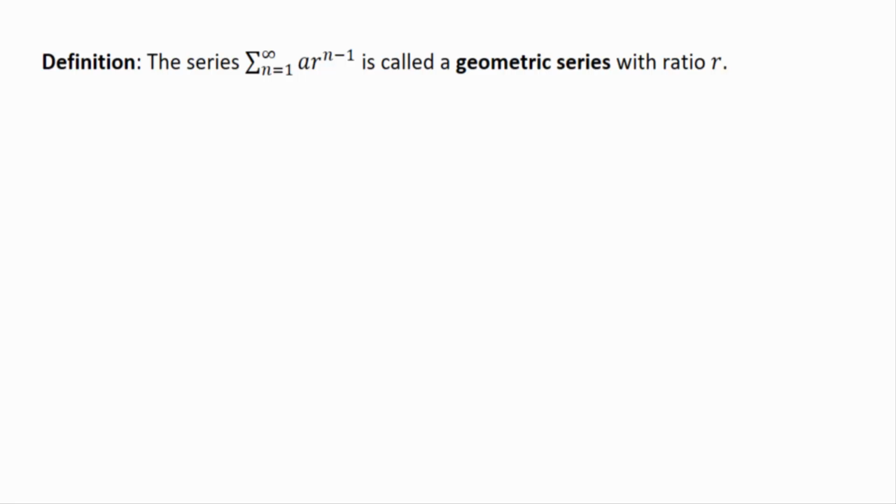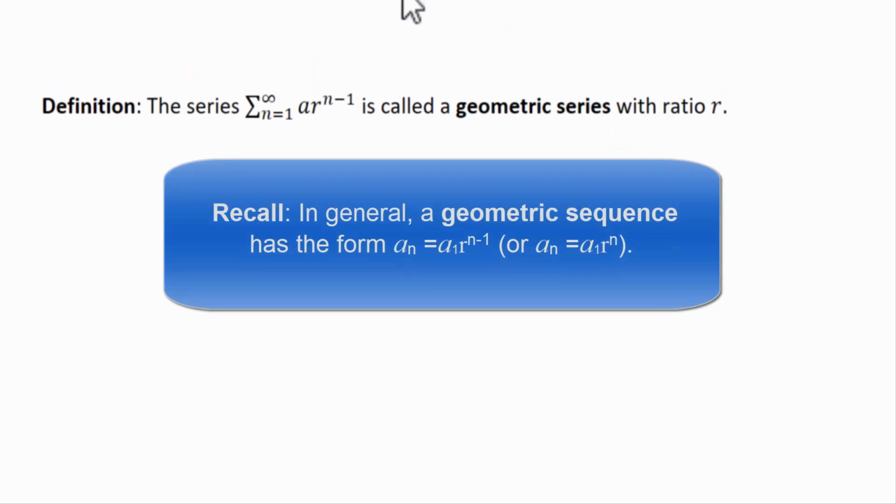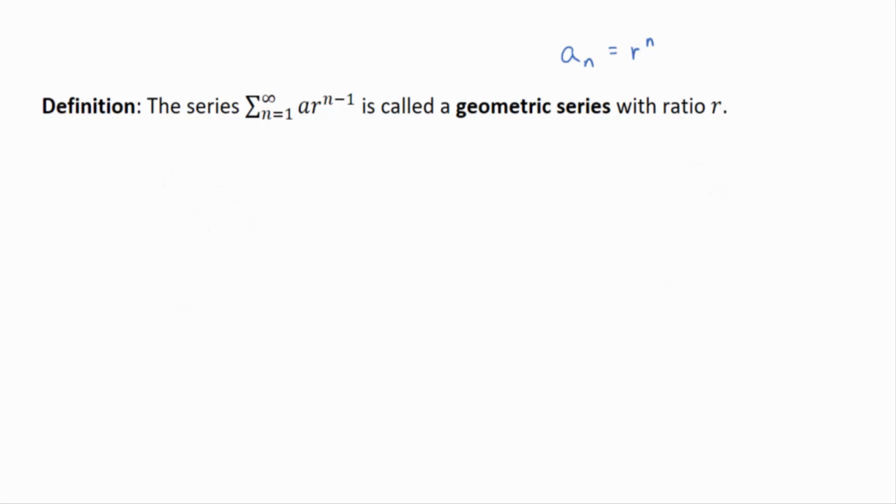Okay, let's end this section by talking about geometric series. With the common ratio, it's called r. So, geometric sequence I mentioned, a_n equals r to the n. That's an example of a geometric sequence. You could have a constant a in front of that. It's still a geometric sequence.